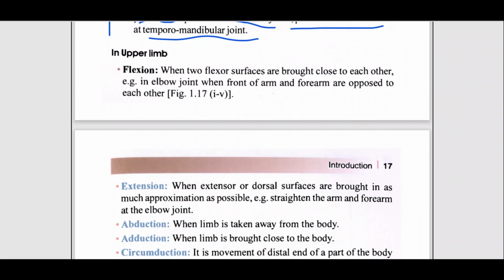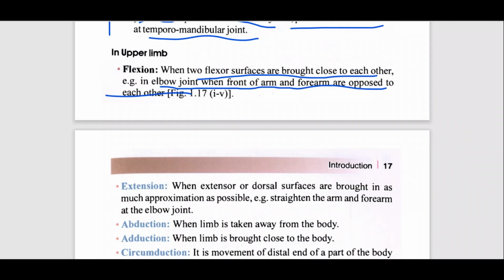Now, in upper limb, flexion is when two flexor surfaces are brought close to each other. For example, in upper limb, it is the elbow joint. When front of arm and forearm are opposed to each other, it is known as flexion.